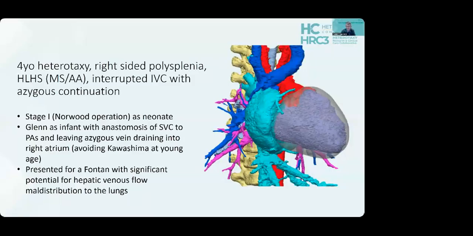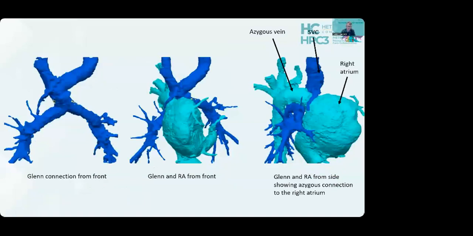And you can see here on the right the 3D model that was created from the MRI that highlights some of the features of his anatomy. And this is looking at the 3D model with just the pulmonary arteries and the right atrium shown. And you can see here on the left side of the screen the Glenn connection to the pulmonary arteries viewed from the front. And here, this is the right atrium added to that image, and you can see the relationship between the right atrium and the pulmonary arteries.